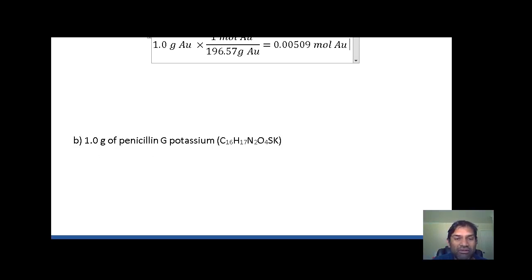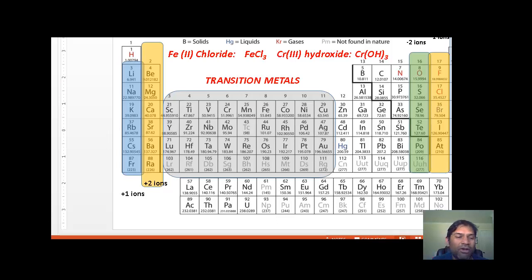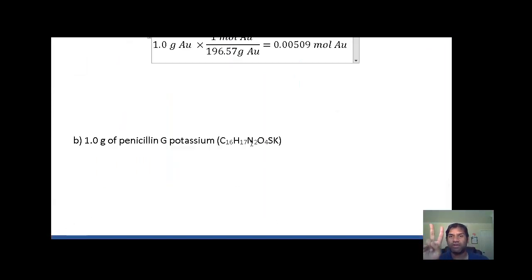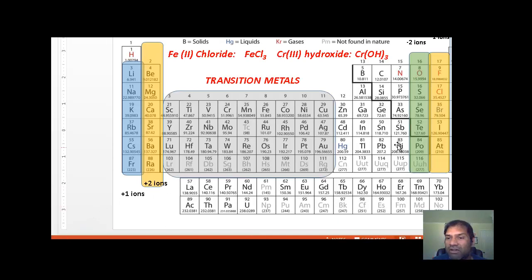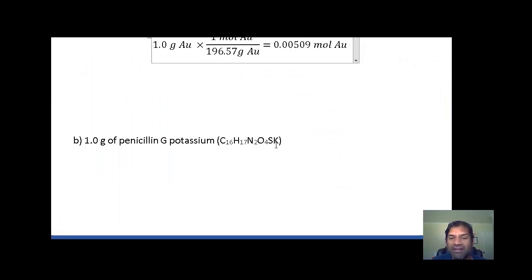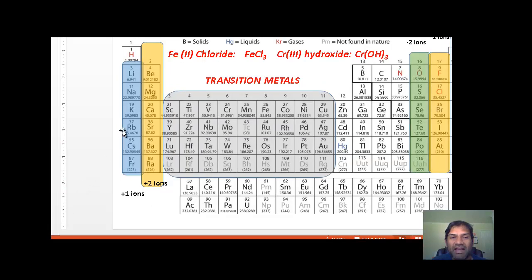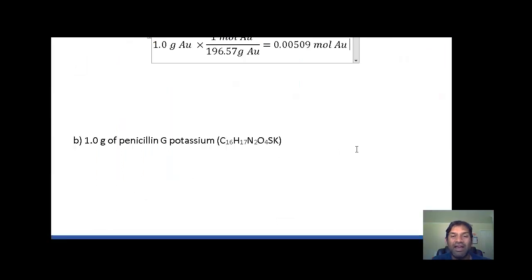Carbon is about 12, and we have 16 of it. Hydrogen is about 1.01, we have 17. Nitrogen is about 14.01, and we've got to multiply that by 2 because we have 2 nitrogens. Oxygen is about 16.01, and we multiply that by 4. Sulfur, 1 mole of sulfur is about 32.07 grams, and potassium is 39.10 grams. So we've got to add all these different elemental weights up in grams per mole, and then we can convert it.